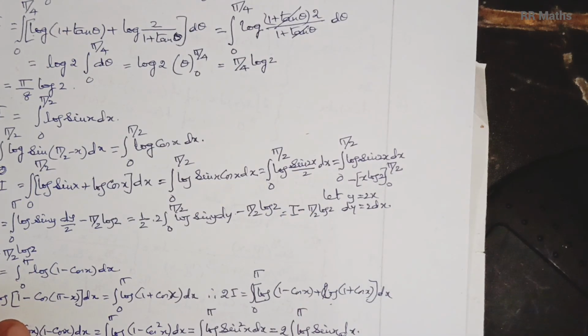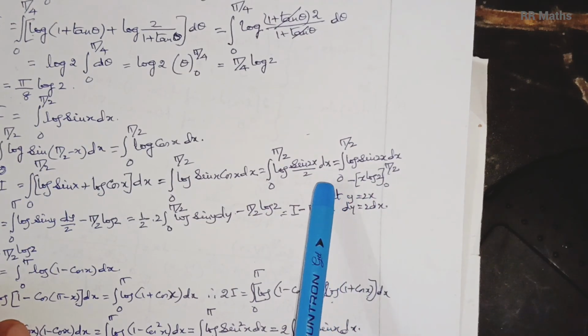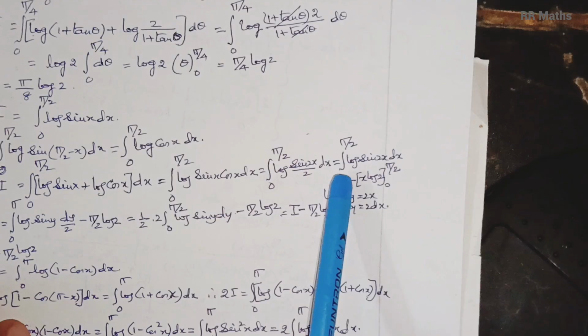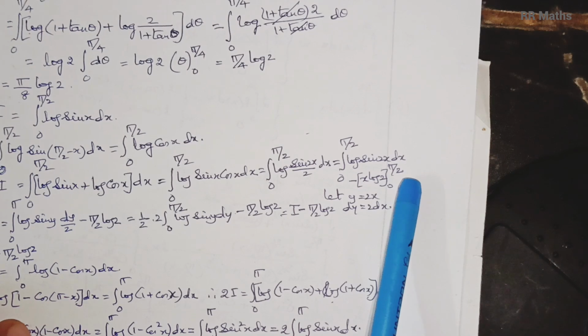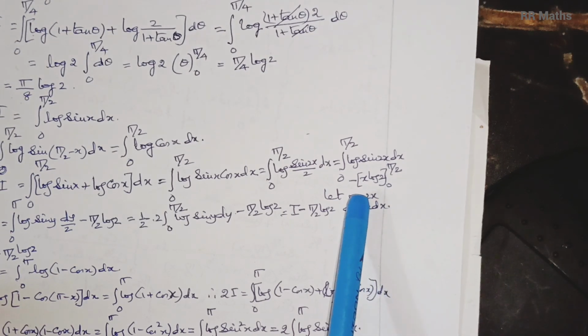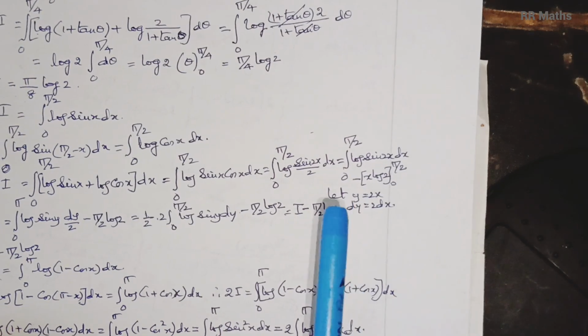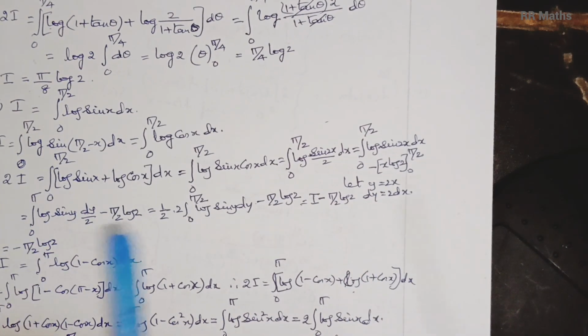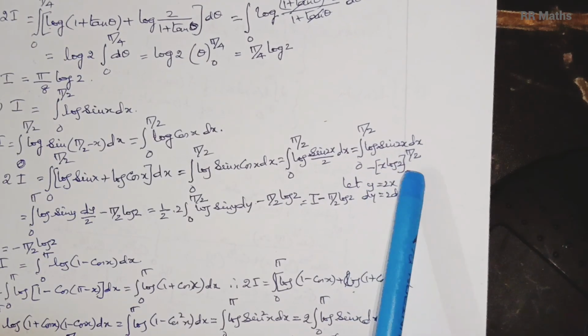Now log 2 is a constant, so when you integrate that, you just get x log 2. So the first integral remains as 0 to pi by 2 log of sin 2x dx minus x log 2, limits varying from 0 to pi by 2. You substitute the limits only for x. So here I substitute for x as pi by 2 upper limit and 0 for lower limit. So it reduces to integral 0 to pi by 2 log of sin 2x dx minus pi by 2 log 2.